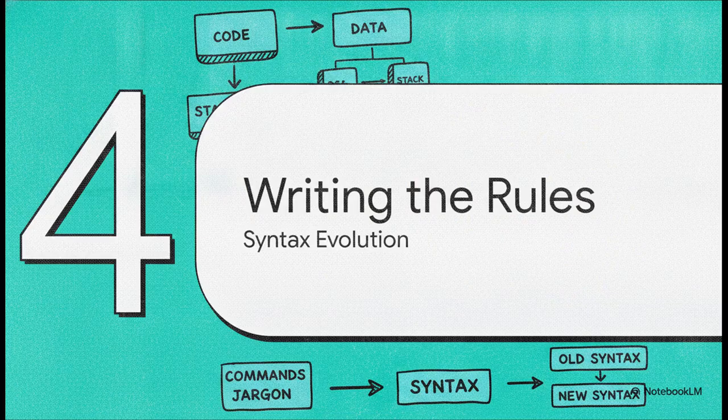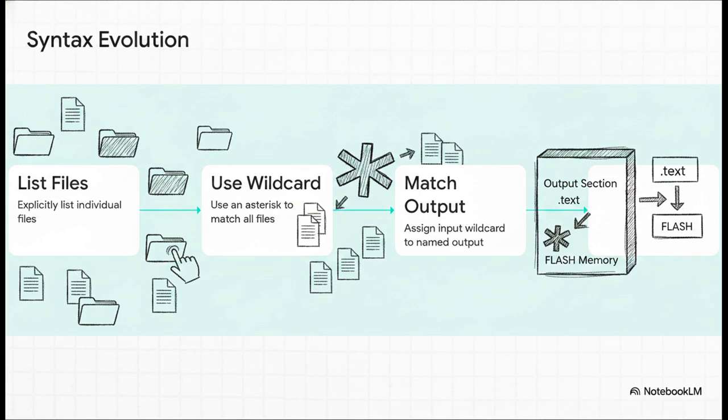Section 4. Writing the rules. Syntax evolution. Let's see how this syntax actually builds and evolves, starting from the most verbose way to write a rule, all the way down to the elegant shorthand you'll actually see in practice. Step 1, you could explicitly list every single file. You could write file1.o(.text), then file2.o(.text), telling the linker to grab the text sections from those specific files.